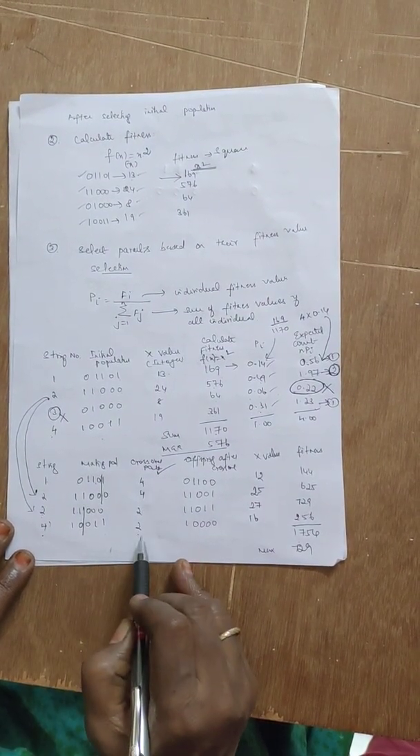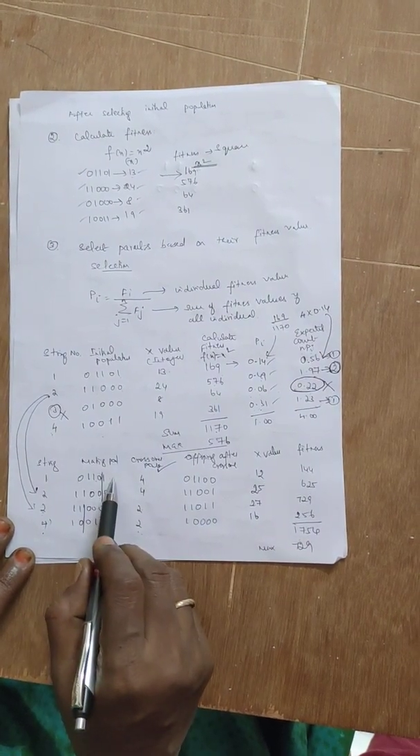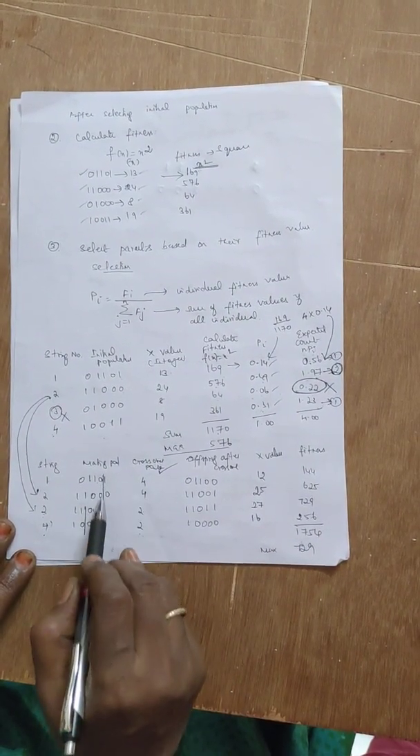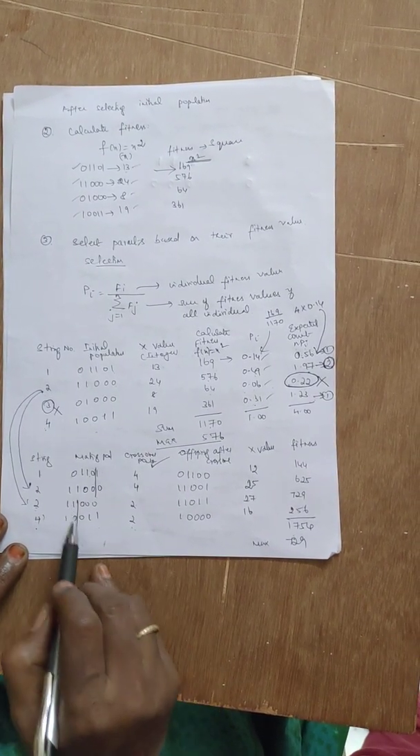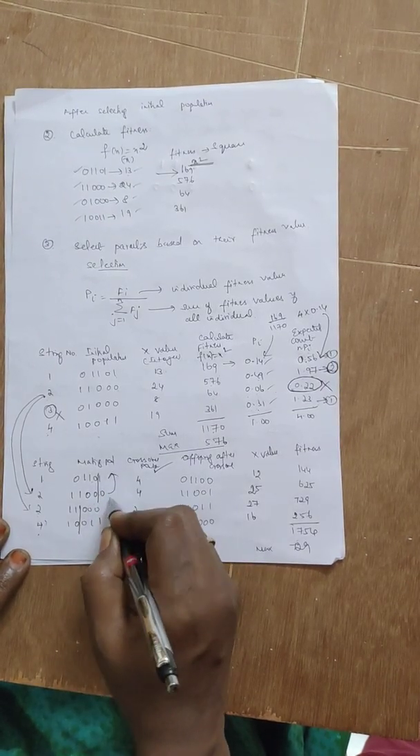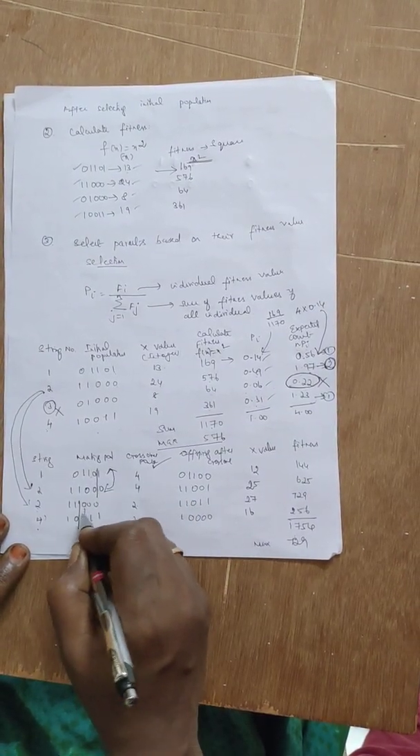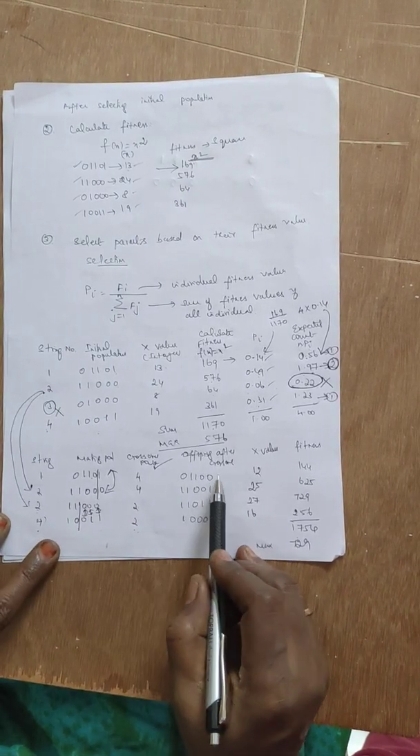Now the crossover point is selected randomly. For the first two parents, the fourth position is the crossover point. For the next two parents, the crossover point is the second position. After the crossover point, the bits get exchanged. That is a single point crossover.